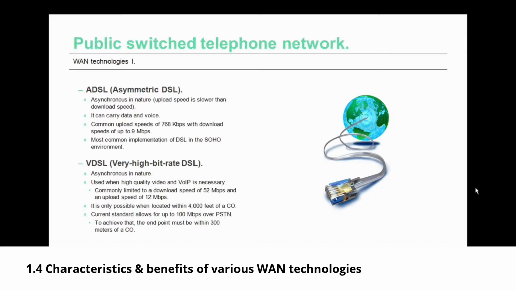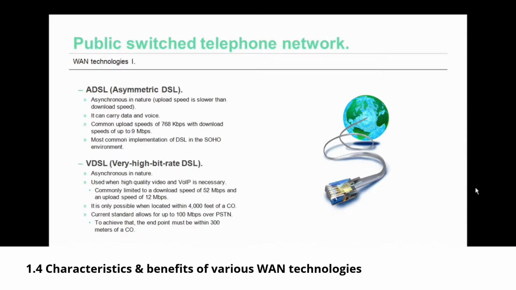Last up for DSL is VDSL, or very high bitrate DSL. It's asynchronous in nature as well. It's used when high quality video and voice over IP is necessary. VDSL is commonly limited to download speeds of 52 megabits per second with an upload speed of 12 megabits per second. That's a whole lot faster than ADSL. But VDSL is only possible when you're located within 4,000 feet of a central office.